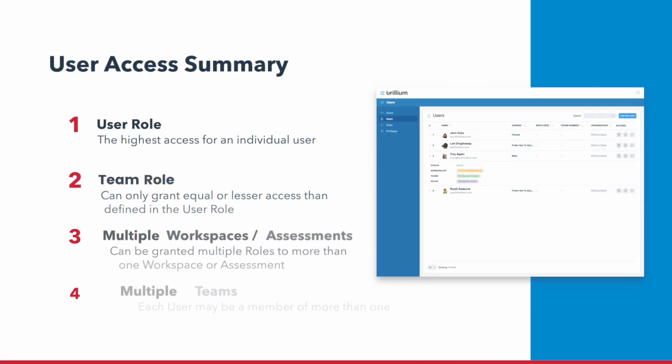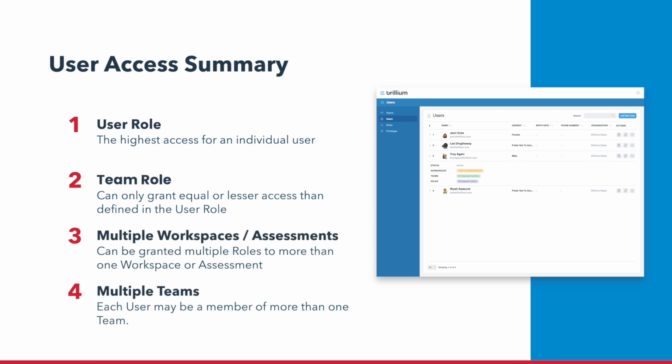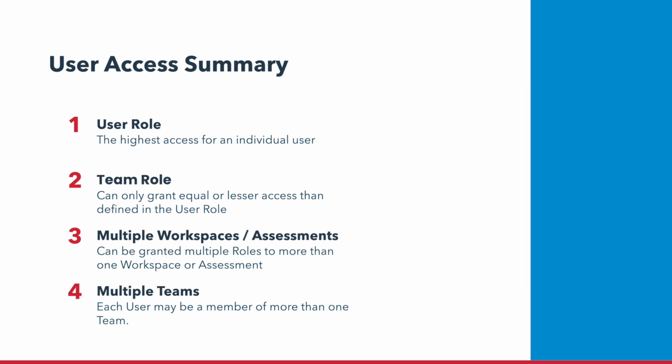To summarize this point, the user role is the highest level of access a user can ever be granted. The team role can only grant equal or lesser levels of access to any member of the team. Each individual user can be granted more than one role to more than one workspace, and each user can be a member of more than one team.